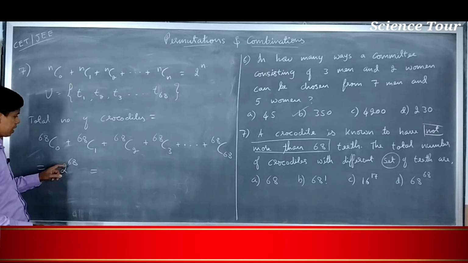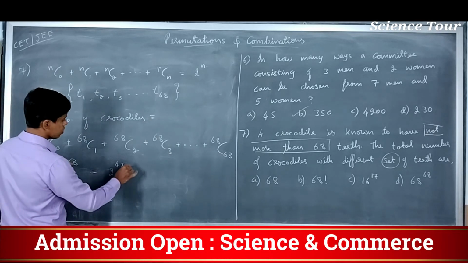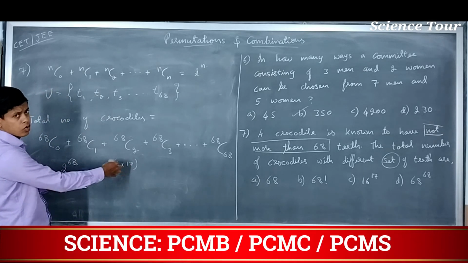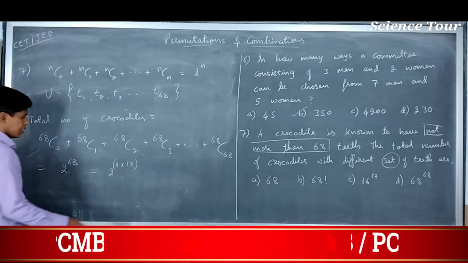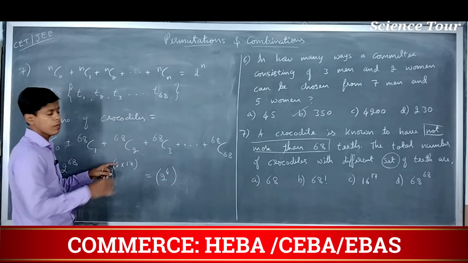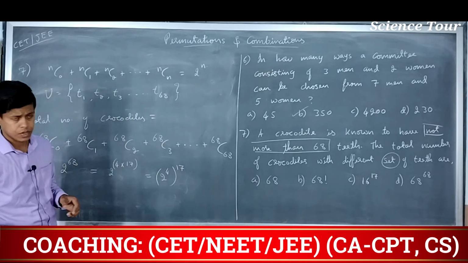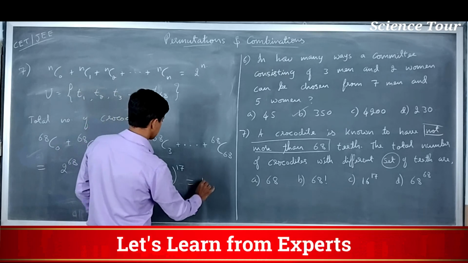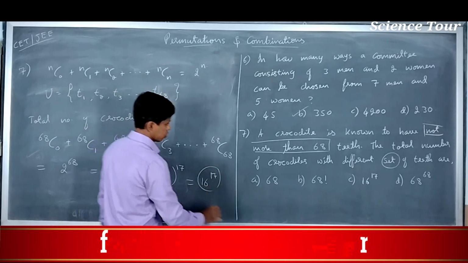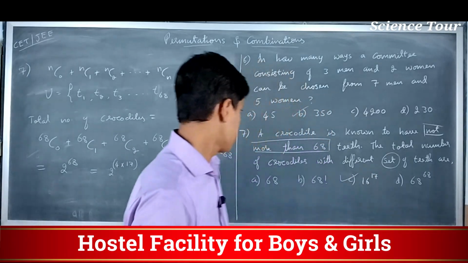Anyway, I'll write 68 as 4 into 17, correct? So 34 plus 34, 68. Now I'll split this, I'll write 2 to the power 4 to the power 17. Basically 4 into 17 is multiplied, correct? And now what is 2 to the power 4? 16. So 16 to the power 17. So that's option C, and option C is the answer for this question number 7.